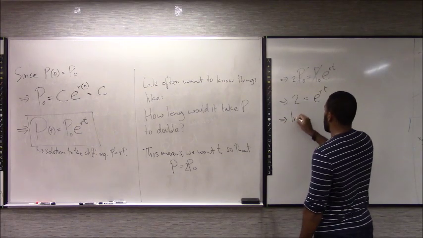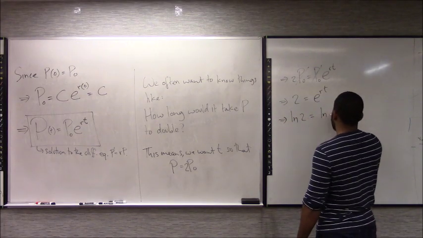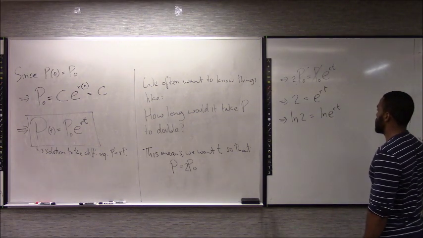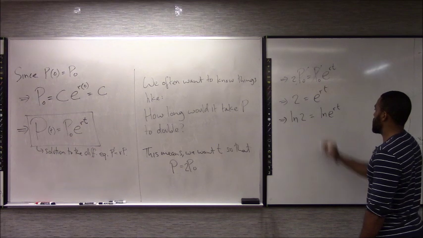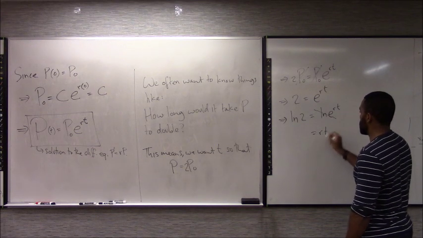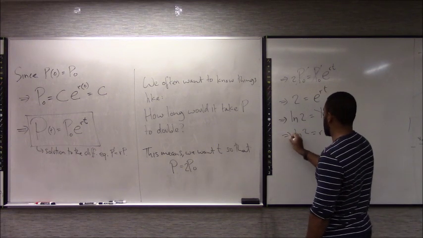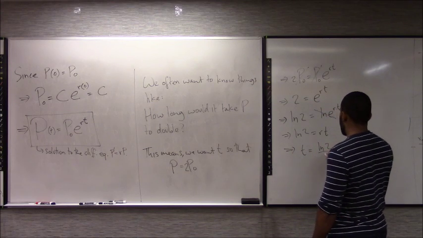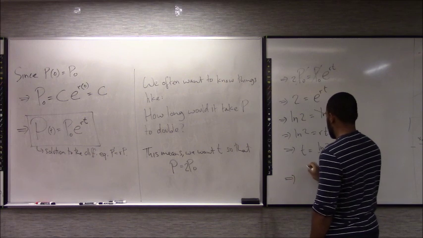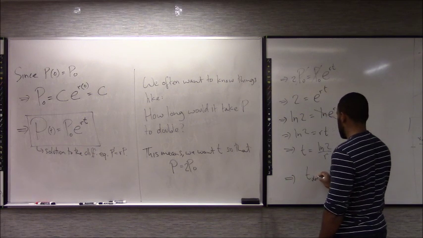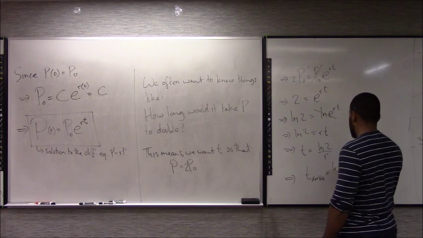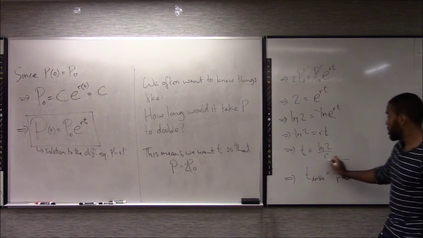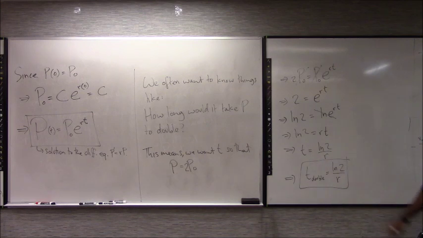Ln both sides. Take the log of both sides. ln 2 equals ln of e to the rt. Then ln e crosses out. So this means your t is equal to ln 2 over r. In other words, the time to double is equal to ln 2 over r, where r is the percentage growth rate of the exponentially growing quantity.